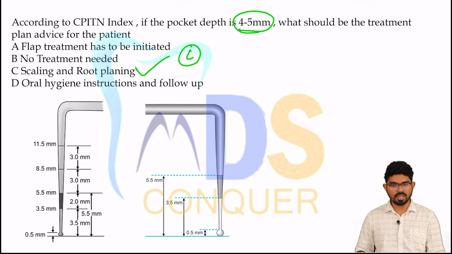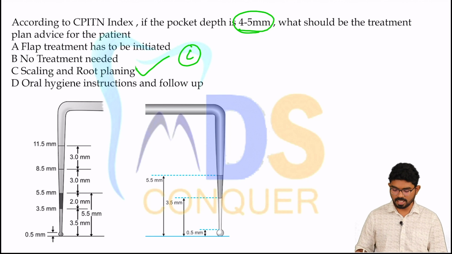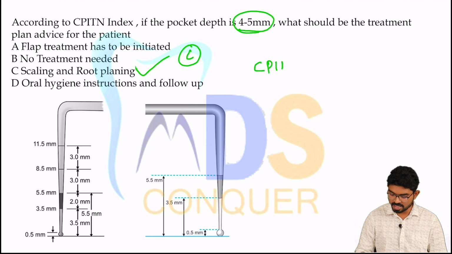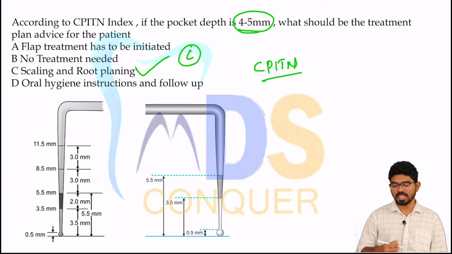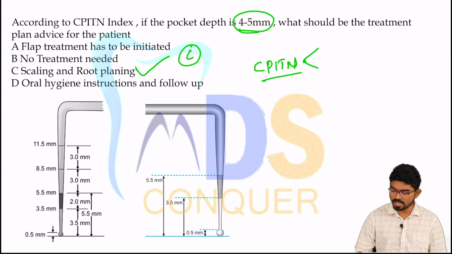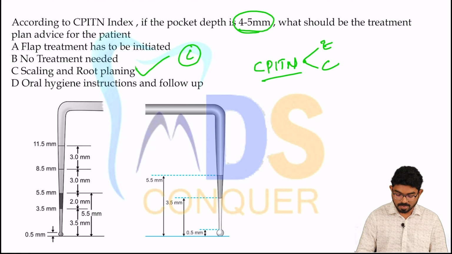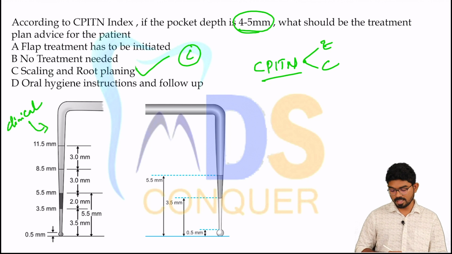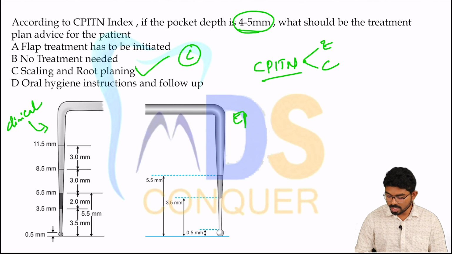So before going in detail, we have to learn what is the CPITN probe. Most of you are well familiar with this CPITN probe, but it is basically of two types. One is epidemiology and the second one is clinical use. Clinical use will have more markings. Here you can see more markings, and the epidemiology use will have fewer markings.